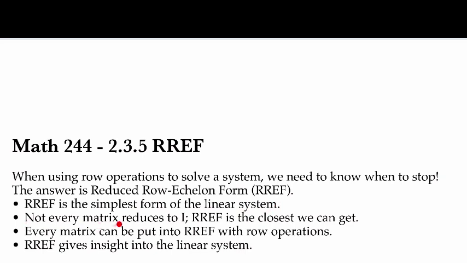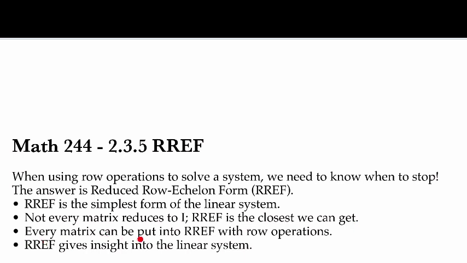Not every matrix reduces to the identity like in the example that we saw before. And in these cases, reduced row echelon form is the closest that we can get. Sometimes we do get the identity, but not always. In cases when there's no solution or infinitely many solutions, for example, we're not going to have the identity.